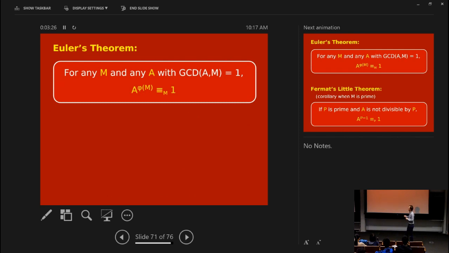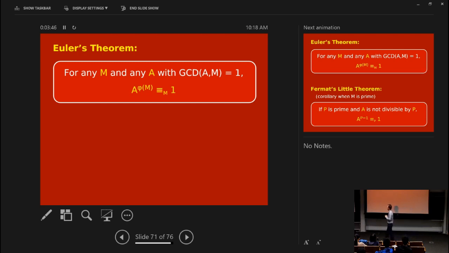OK, so what we just showed is this. It's called Euler's theorem. If you have any m and any a, well, a has to be in Z_m star, so it has to have GCD 1 with m. For any m and any such a, a to the power of phi of m, whatever that is, is always equivalent to 1 mod m.